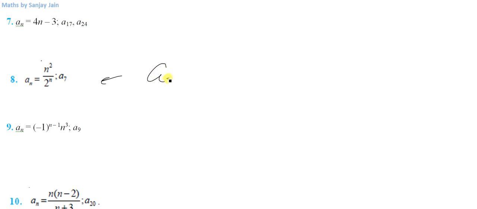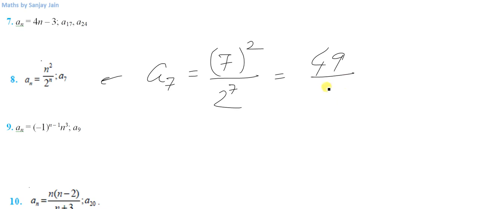I need to find A7 here. So what I am doing is I am replacing n with 7 everywhere in this expression. Okay, so 49 in the numerator and 2 raised to power 7. If you want to find it, what is 2 raised to power 5? This much we already remember, or this is easier. So into 2 into 2, so it will be 128. This will be your answer.